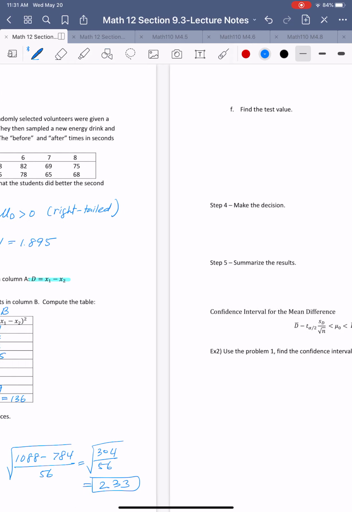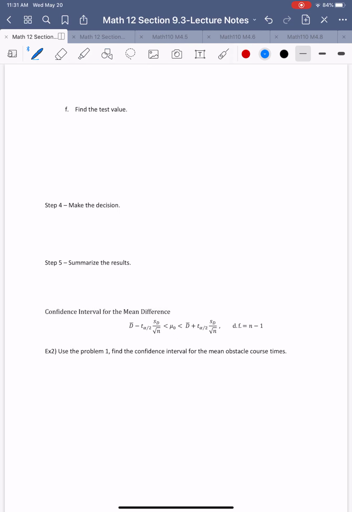Okay, next page. And then I'm going to find the test value. So the test value, which is the t, the formula is d bar minus mu sub d over s sub d over the square root of n. Then 3.5 subtract 0 over 2.33 over the square root of 8. And then I got 4.304 with a degree of freedom, which is n minus 1, equal to 7.